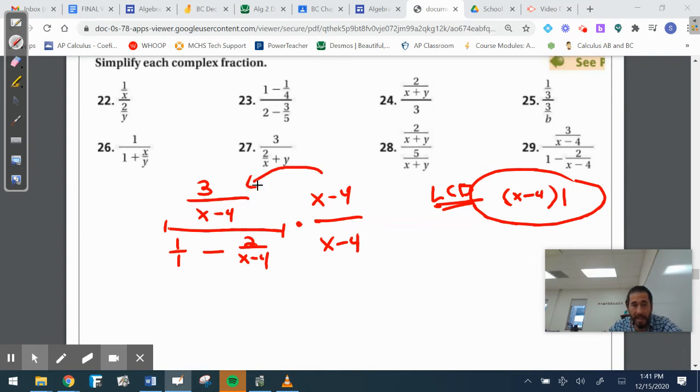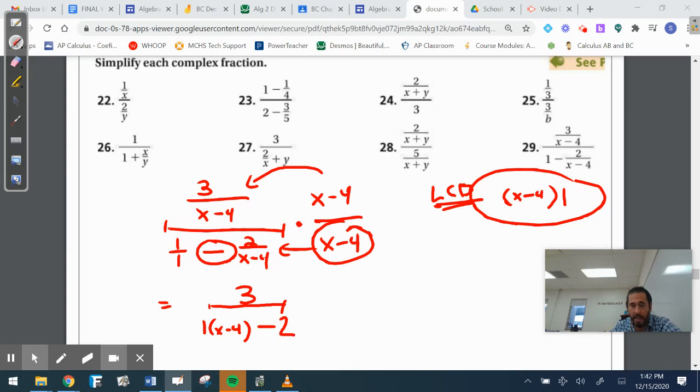When I multiply this by this, the x minus 4s go away, and you're only left with a 3 on the top. Sweet! Then you take this and multiply it by the 1, so we're going to do 1 times x minus 4. Nothing crosses out, but then you subtract because of the minus sign. And then you do this times this, and the x minus 4s cancel out. You're just left with 2.